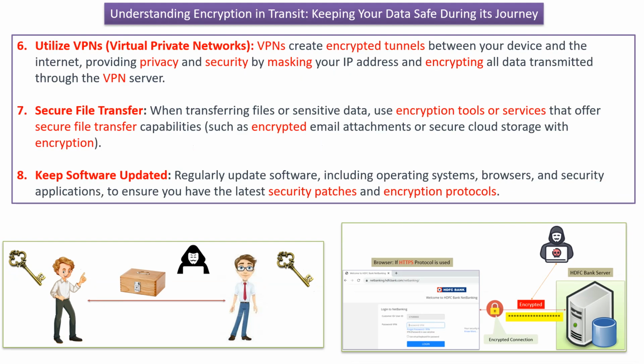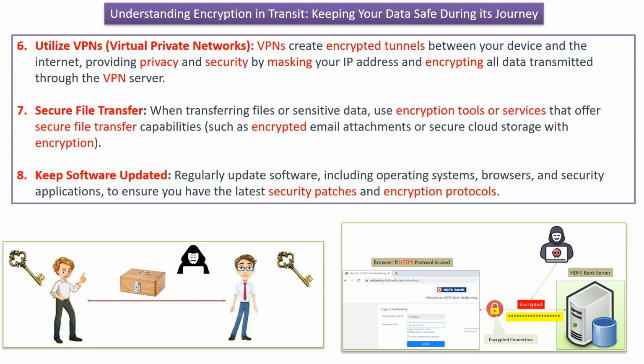Sixth one is utilize VPNs. VPNs create encrypted tunnels between your device and the internet, providing privacy and security by masking your IP address and encrypting all the data transmitted through the VPN server. Seventh one is secure file transfer. When transferring files or sensitive data, use encryption tools or services that offer secure file transfer capabilities, such as encrypted email attachments or secure cloud storage with encryption.